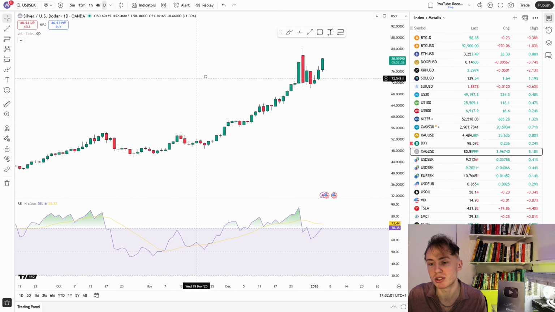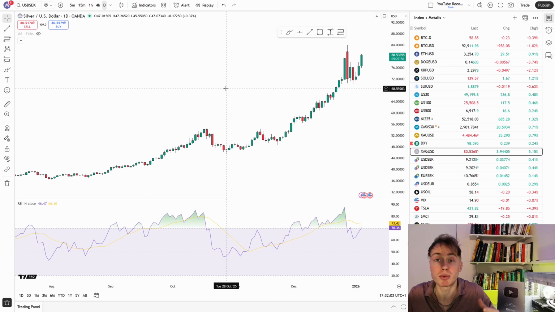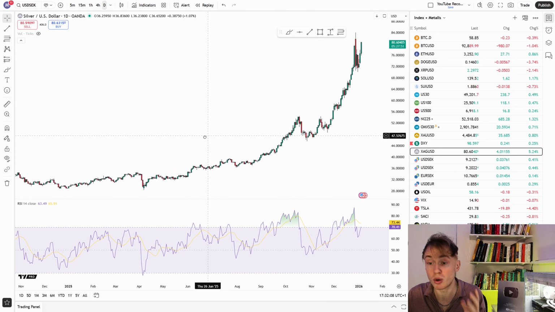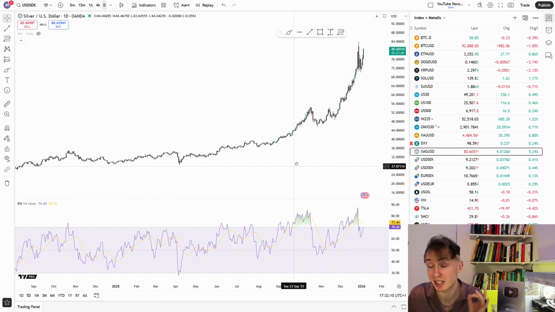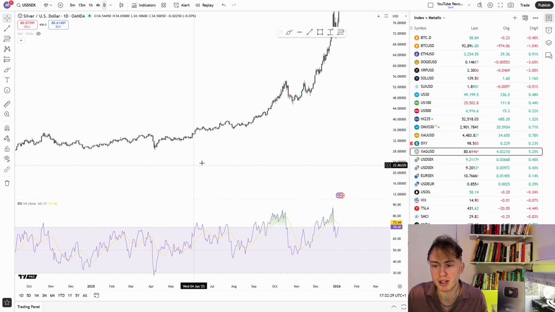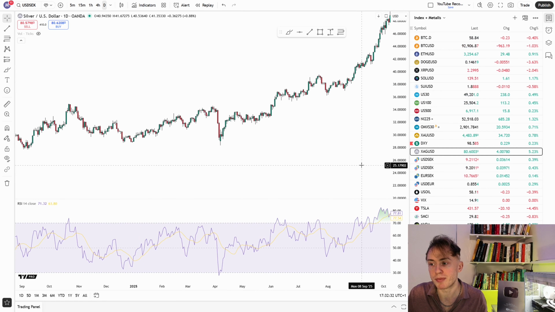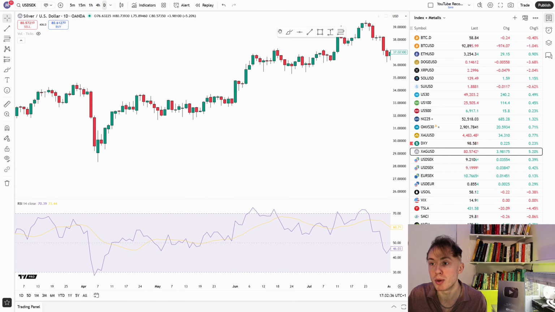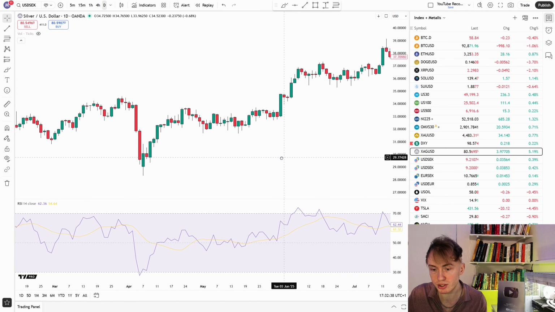I will try my best throughout this course to use this silver chart as much as possible, because I want to show you that the principle we learn in this course can be applied on any chart. So I will try to use the same chart for most concepts. But for now, let's scroll back here, because the first thing I want to show you is how RSI and momentum are correlated.